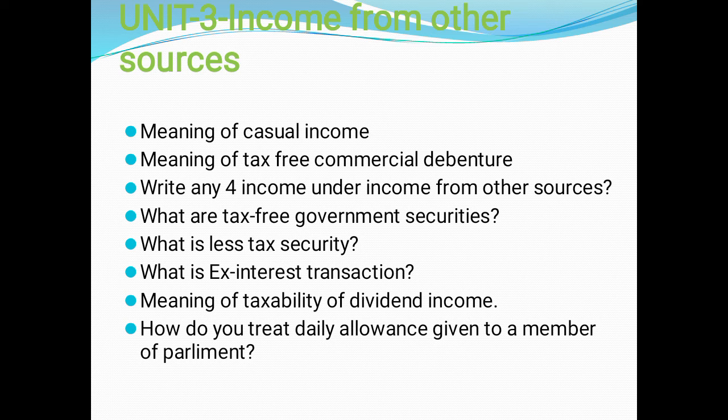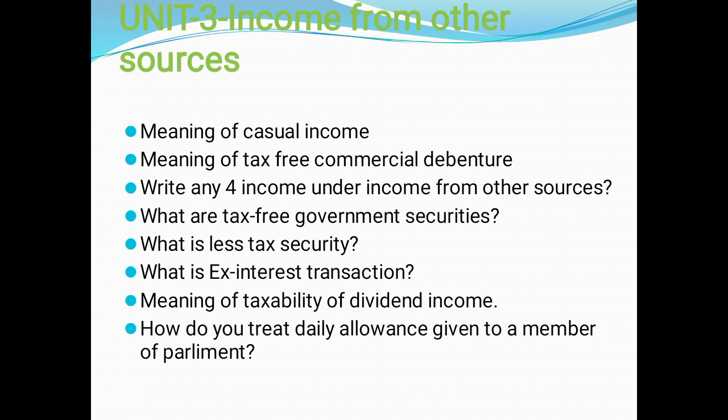So when we are talking about income from other sources, they may ask the meaning of casual income, then the meaning of tax free commercial debenture, for 2 marks. Again, write any 4 incomes under income from other sources. They may ask for any 4 sources, like winnings from lotteries, winnings from horse race, winnings from other sources, so you have to write any 4 here. We have various sources, income other than the business, such as interest received, interest paid, or dividends received. All these things will come under income from other sources.